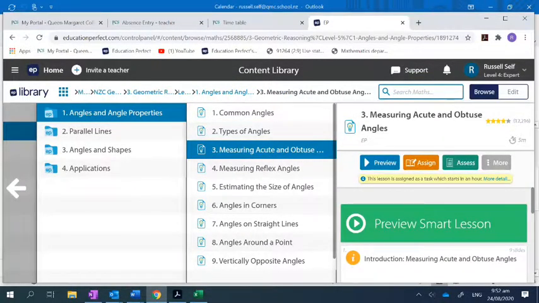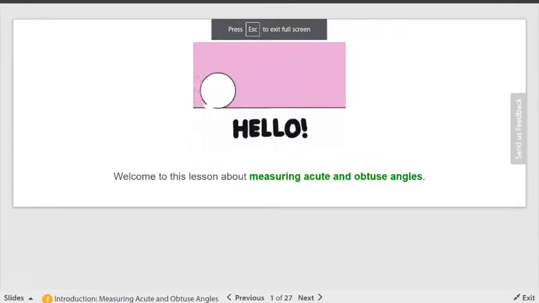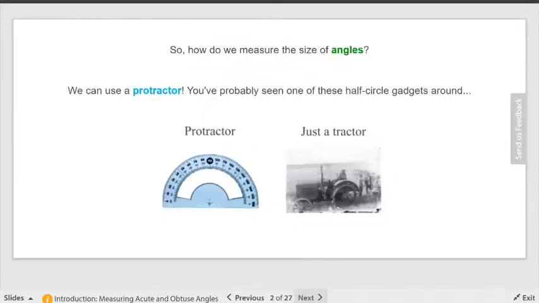Now, we typically measure angles using a device called a protractor. I've got millions of them. But in Education Perfect, they give you one anyway, so you're not going to have to worry about it. But I just want you to be aware of how to do it so that you know how it works. So, here's your protractor.